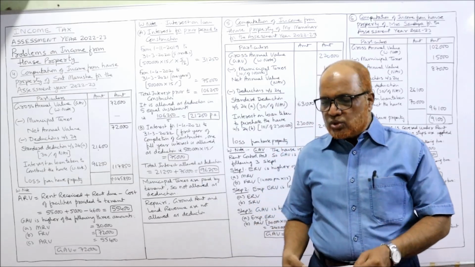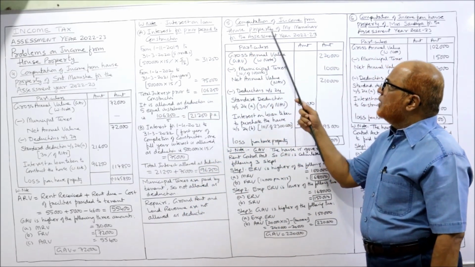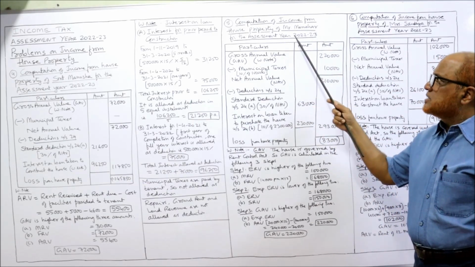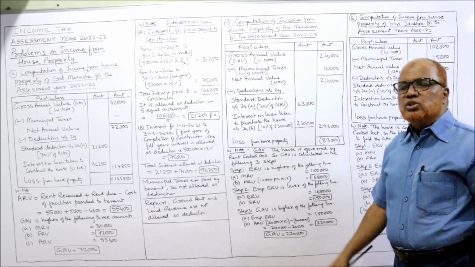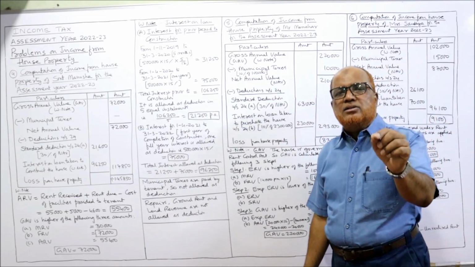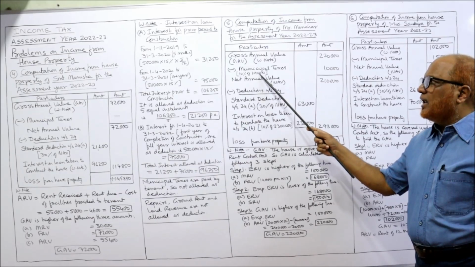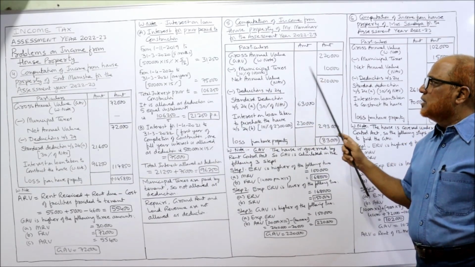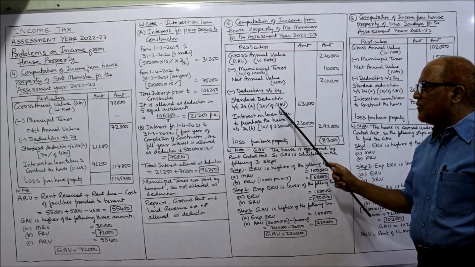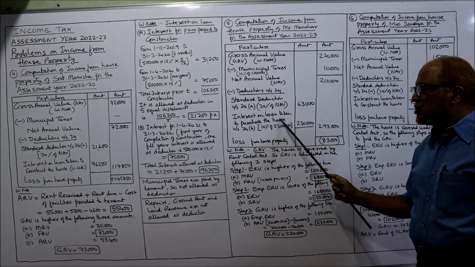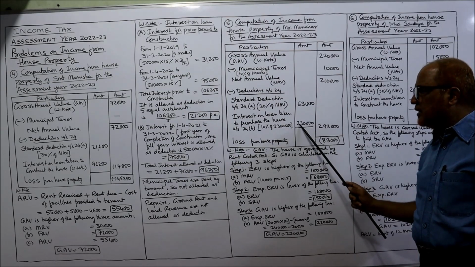Compute the income from house property. Again, a very easy problem. Computation of income from house property of Mr. Manohar for the assessment year 2020. GAV minus municipal taxes. Municipal taxes are given as 10% of municipal valuation. So municipal valuation 1 lakh, 10% of 1 lakh is 10,000. NAV. Less standard deduction under section 24A, 30% of NAV. Interest on loan taken to purchase the house, 10% of 23 lakhs is 2,30,000.